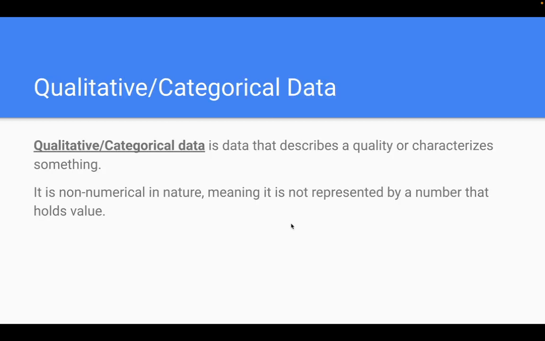All right, so let's first look at qualitative or categorical data. This is the data that describes the quality or characteristics of something. This is going to be non-numerical in nature, meaning it is not represented by a number that holds a value. So again, this is going to be something that uses words, symbols, or imagery to describe it.